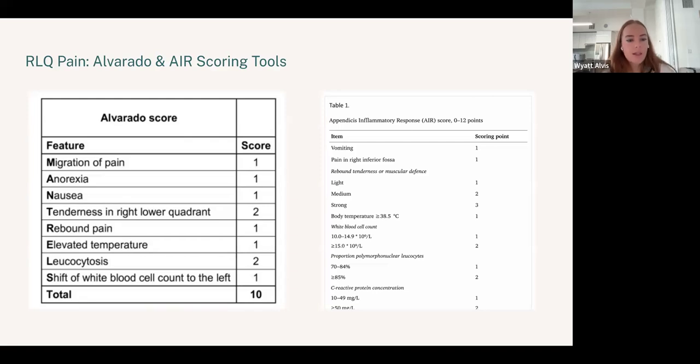And the main difference with the AIR score is that it does include CRP. There you can see it at the bottom. The Alvarado score just has the left shift and the leukocytosis as well, but they do include the CRP on the AIR score.